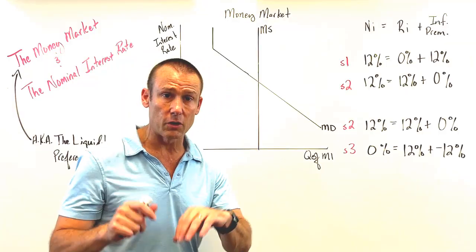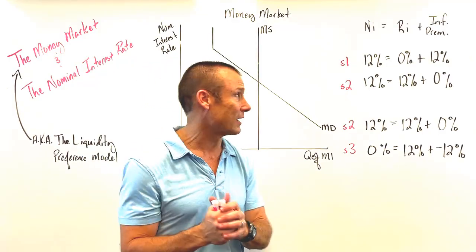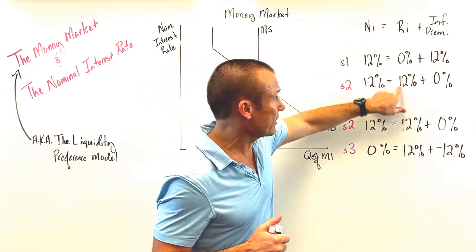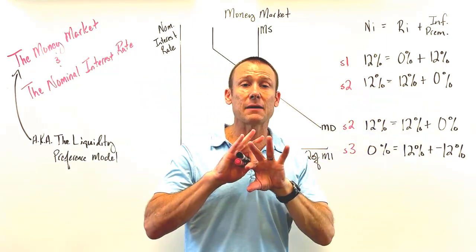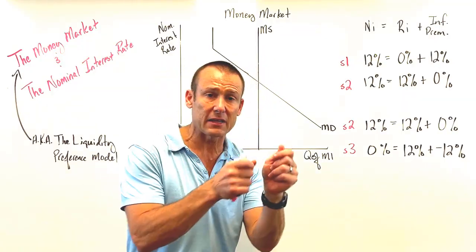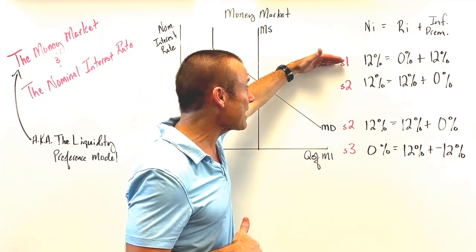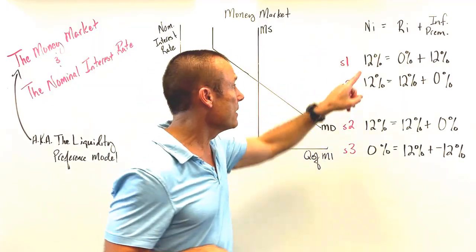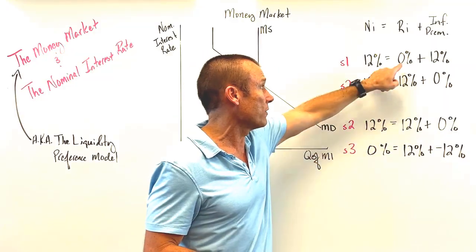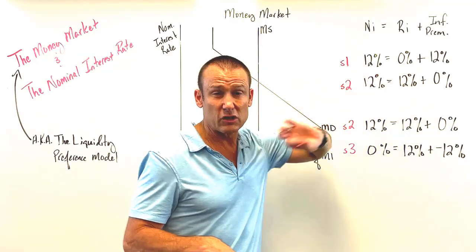So let's go through a few scenarios. We'll wrap up this video because it's already kind of long. Scenario 1 and scenario 2. Here's the thing I want you to see. The real interest rate is very different, but it is not changing my motivation. My motivation to hold these other assets besides money is the same in scenario 1 and scenario 2. Why? Because the nominal interest rate is the same. I don't care that in one the real interest rate was 0 and in the other one the real interest rate was 12.